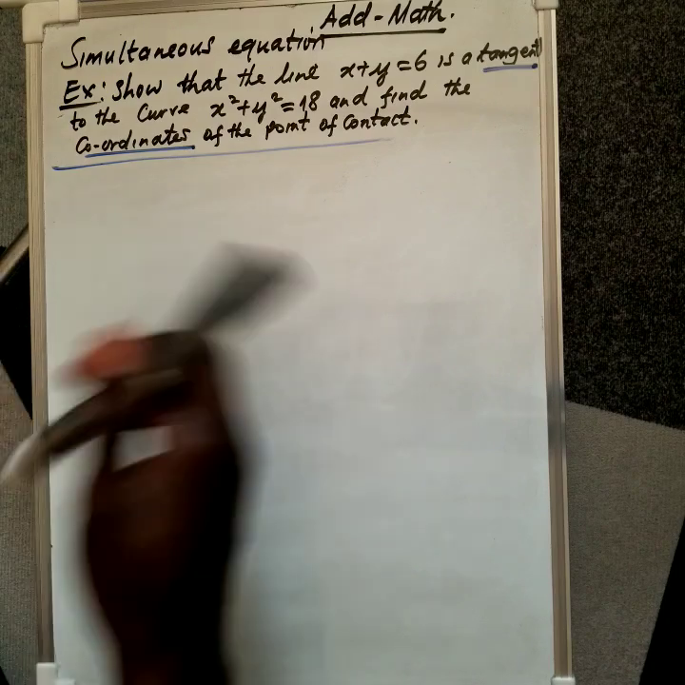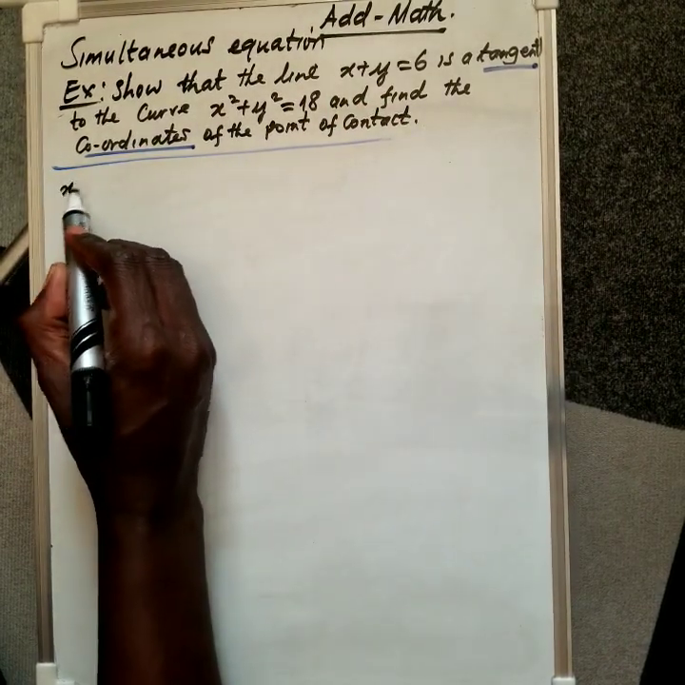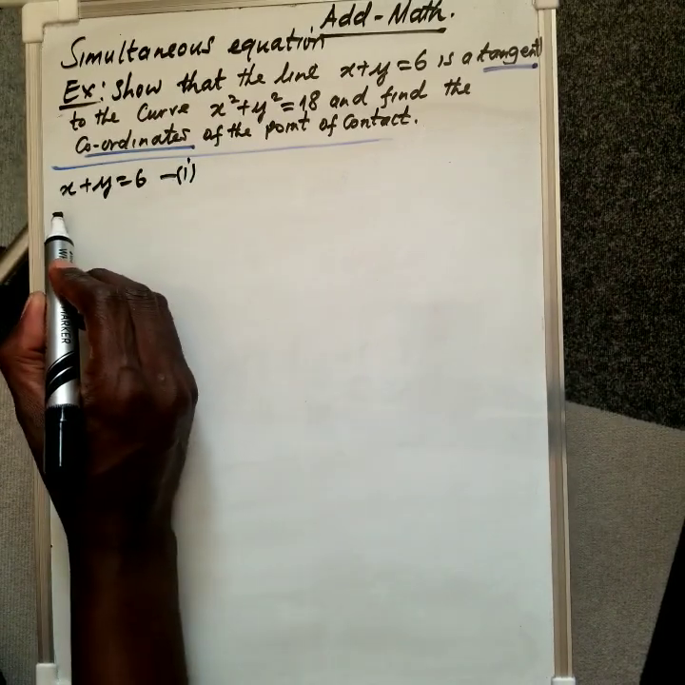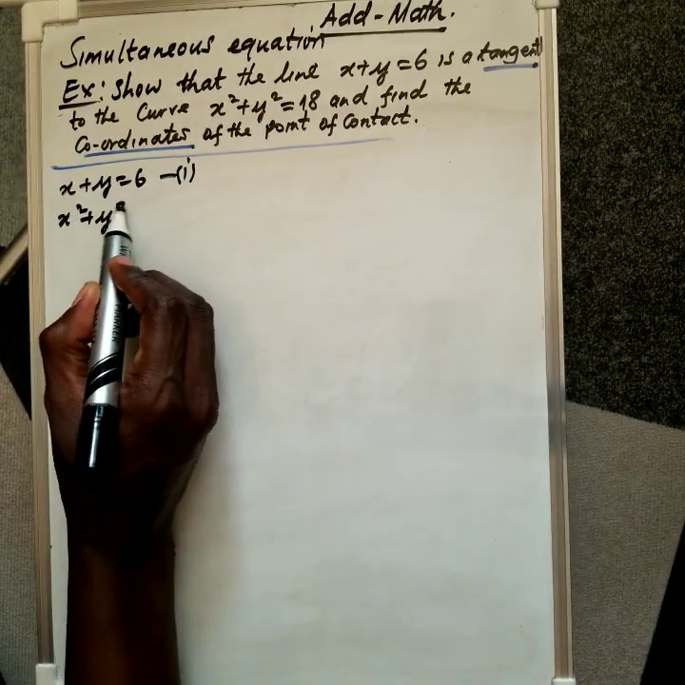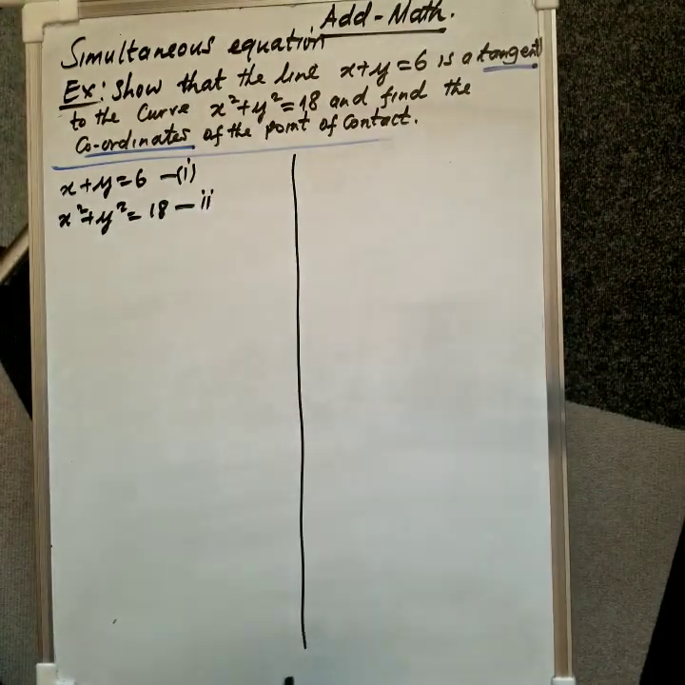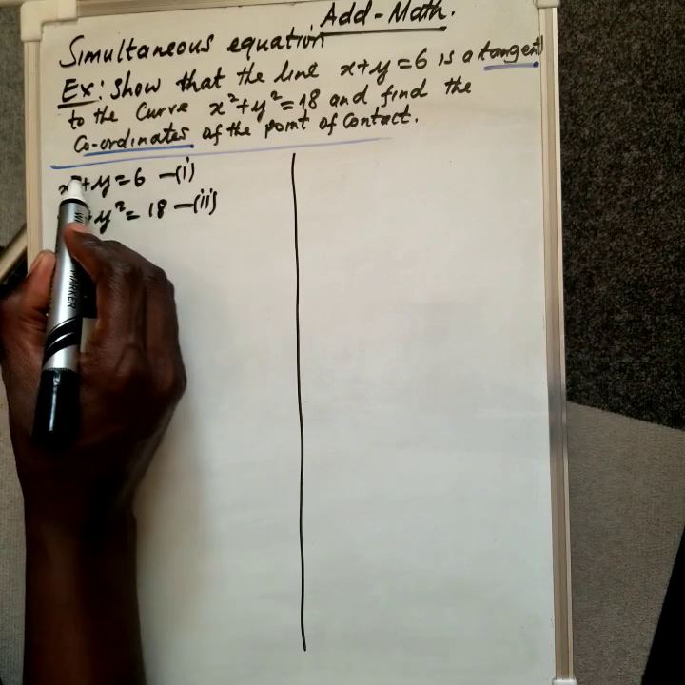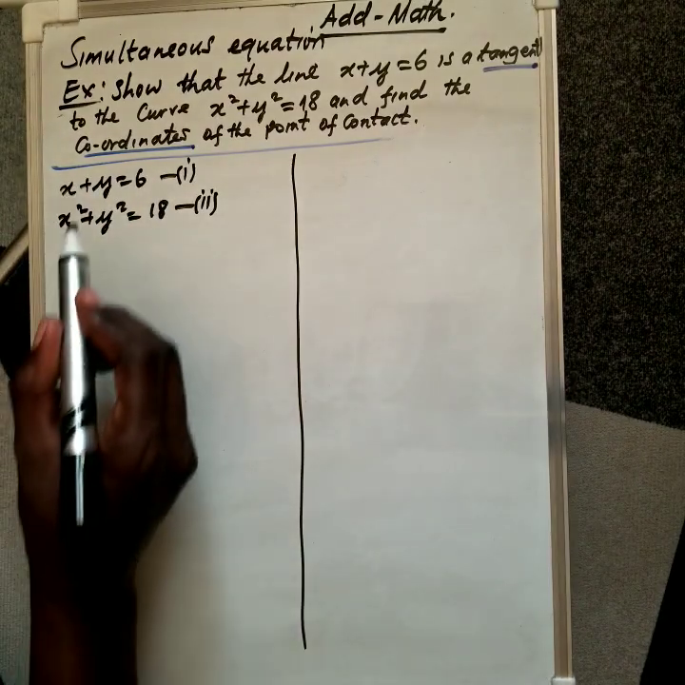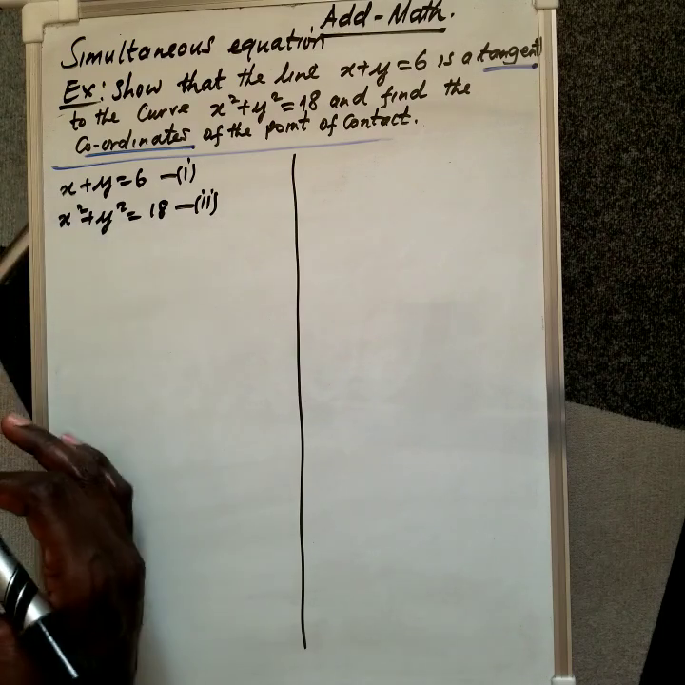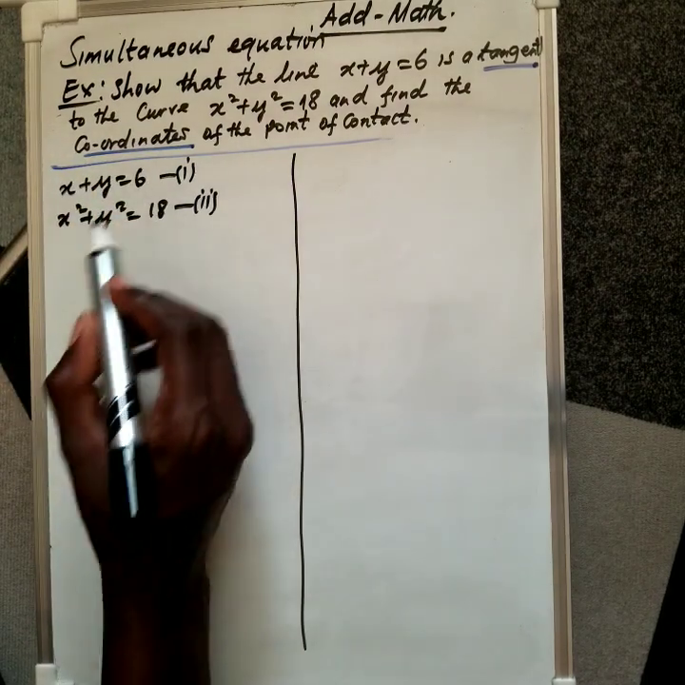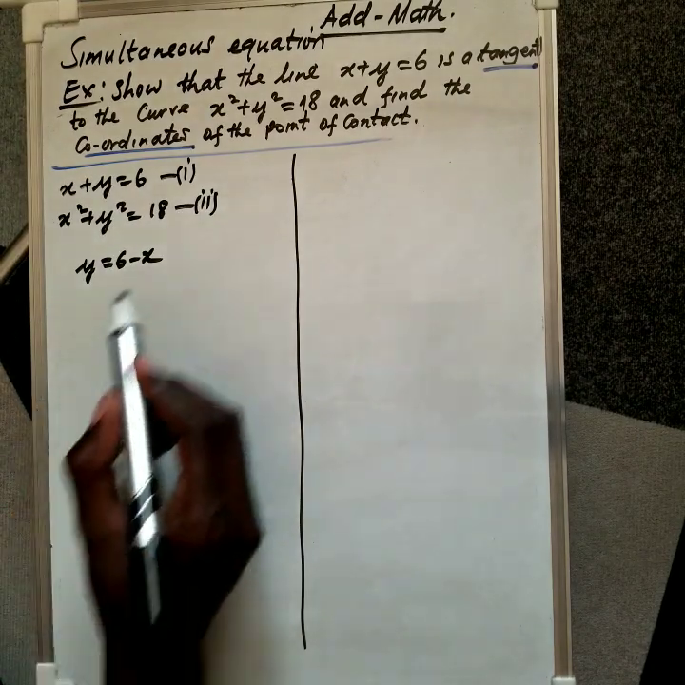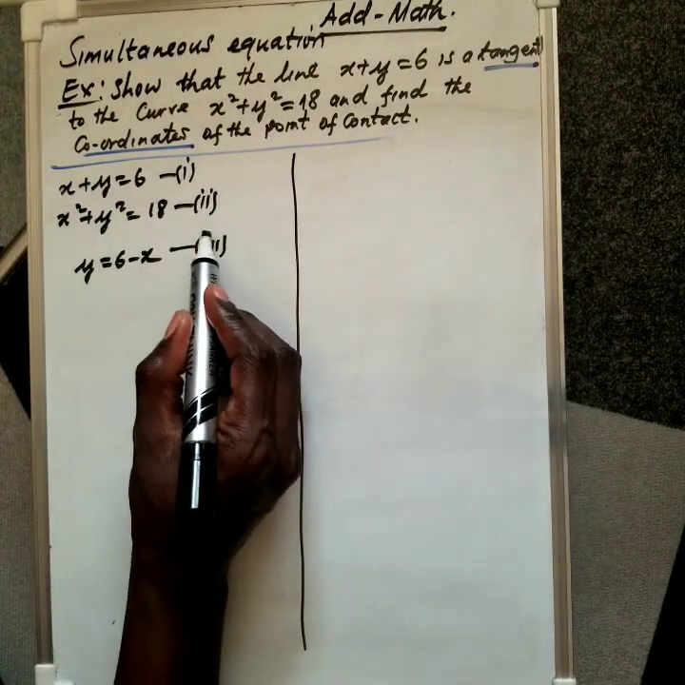So they have given us the equation of a straight line, x plus y is equal to 6. I'll let this be equation 1, and they have given us x squared plus y squared is equal to 18. Let me call this the second equation. All right, I'll get the first equation and make either x or y the subject of the formula, but in this case I'll make y the subject. So when x goes the other side, y is equal to 6 minus x. I'll call this my third equation.